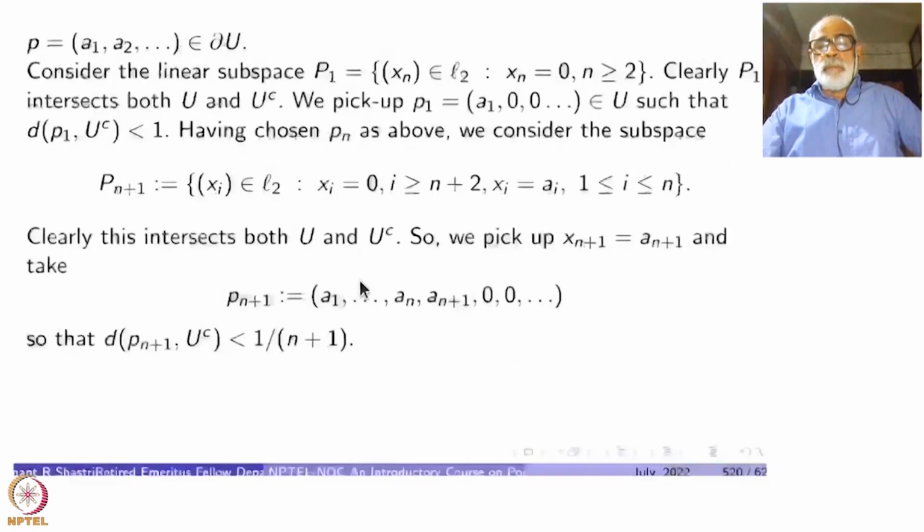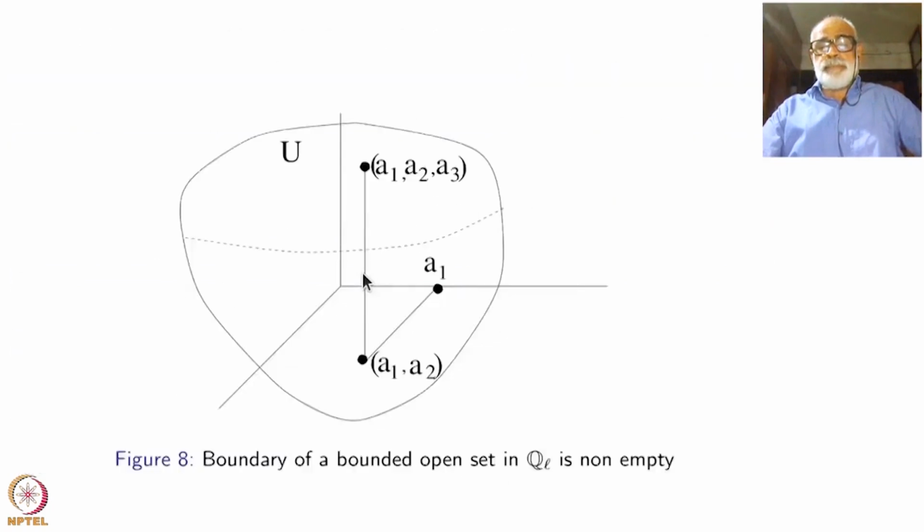So let me show you the picture here first. So this is the origin. Of course, my picture cannot contain infinitely many coordinates, so you have to think of this one as infinitely many, one at a time. This is the origin, and U is a bounded neighborhood of the origin.